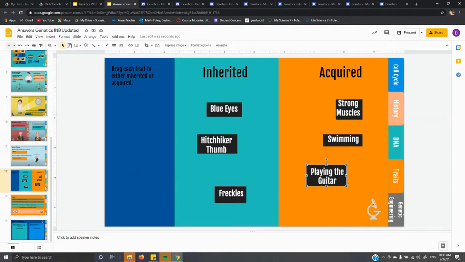Some people may inherently understand it easier and be able to understand music theory better and might have the ear for it better, but still the act of learning how to play it isn't inherited from your parents. It comes from practice or the environment that is around you. It doesn't come from your genes. So inherited comes from your genes, acquired comes from your surroundings.